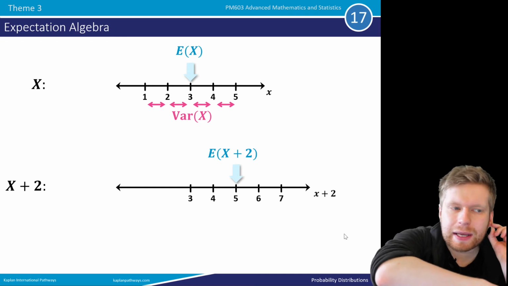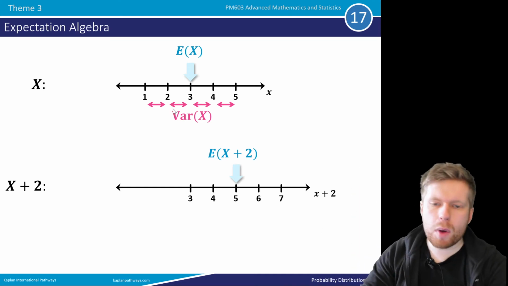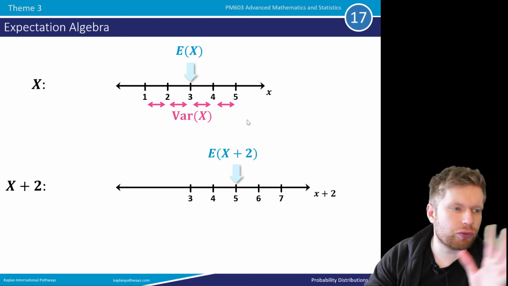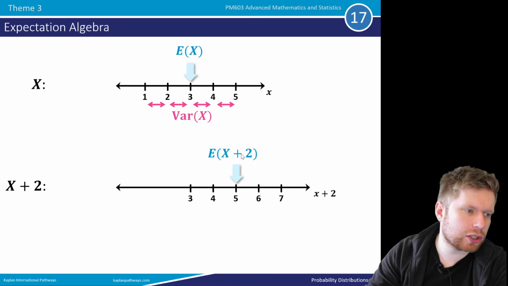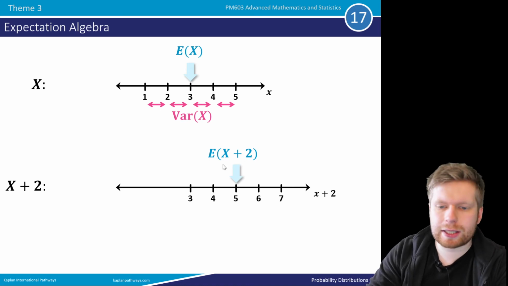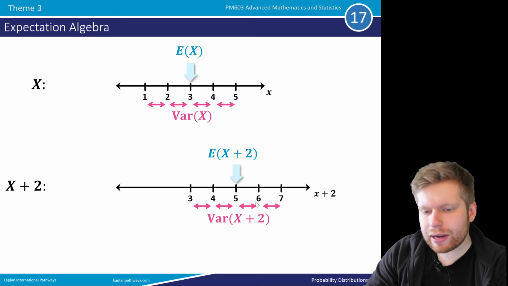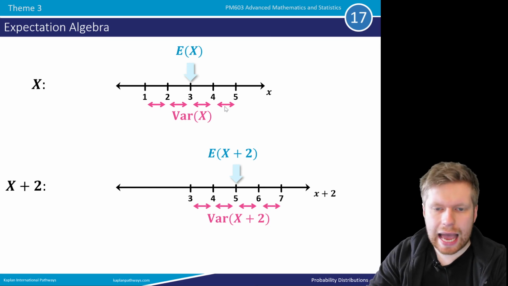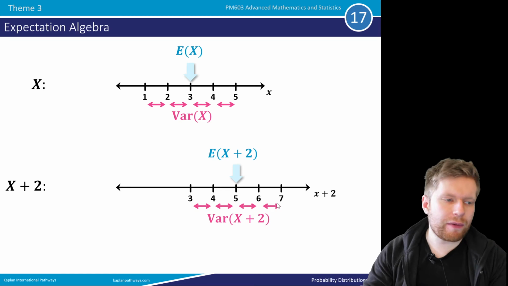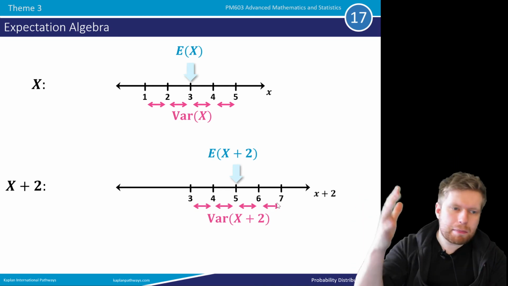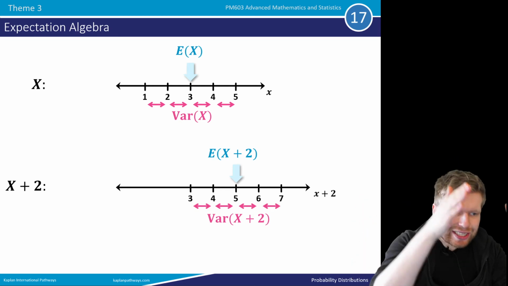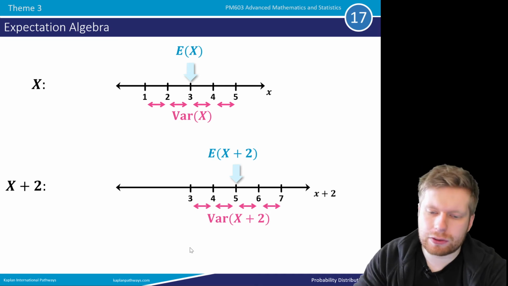Well, are you happy that the expectation must have also moved when we did that shift to the right? So the expectation of x plus 2 should simply be the old expectation plus 2, right? But if you have a look at the variance of x plus 2, can you see that those arrows haven't changed at all? Remember, variance is simply a measure of spread. It doesn't matter where those values actually are, it's simply asking how spread out are those values, okay?